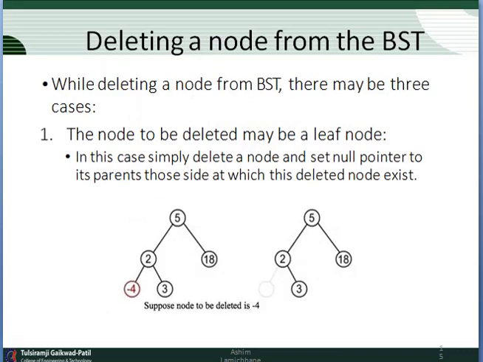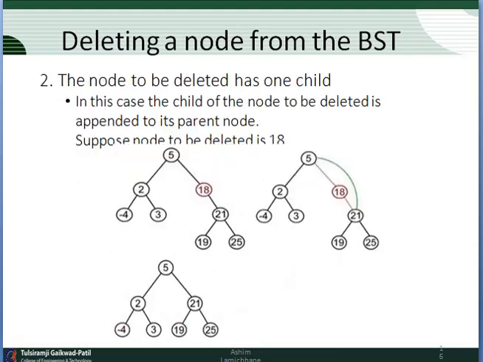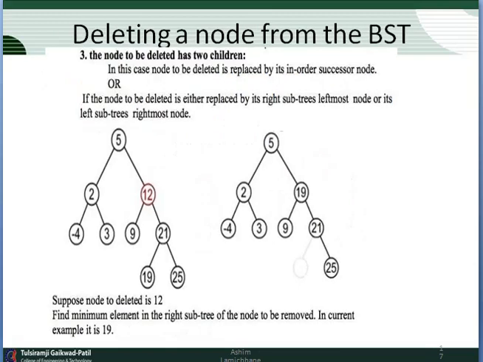Same thing, if I want to delete a particular node, we can delete a particular node from the tree as well. There are three different cases. The node to be deleted may be a leaf node, one. The node to be deleted may have one child. The process is on the screen. And the node to be deleted may have two children. There are certain processes that we have to follow accordingly.